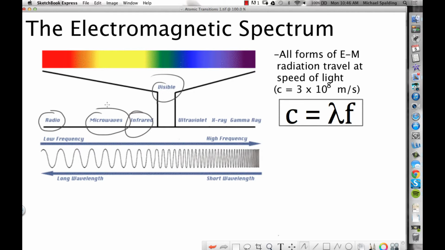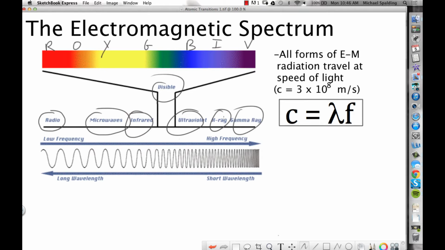How do you memorize visible light in order? Red, orange, yellow, green, blue, indigo, and then violet. Okay, Roy G. Biv. Roy G. Biv. Okay, then ultraviolet, X-rays, gamma rays.